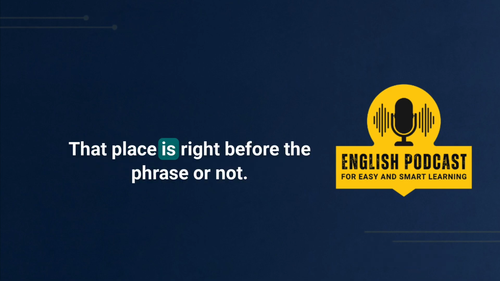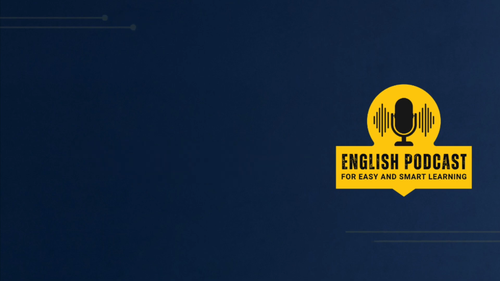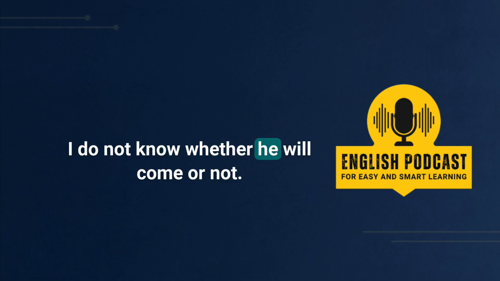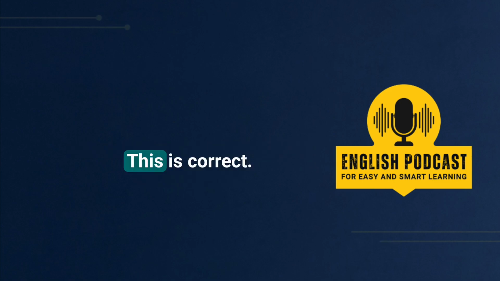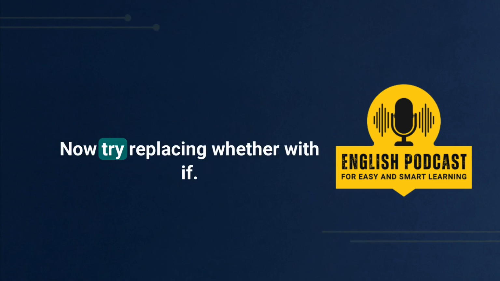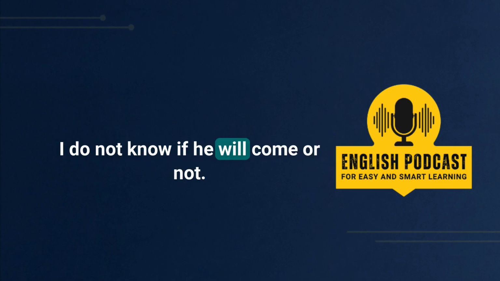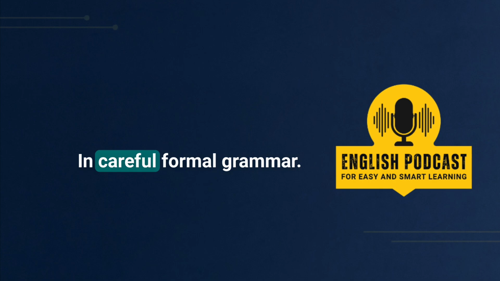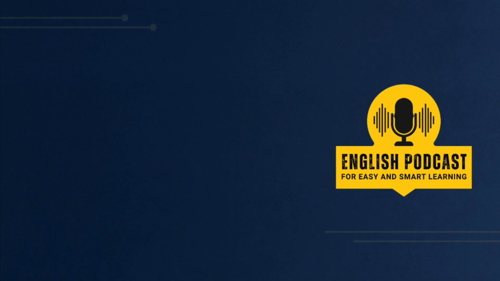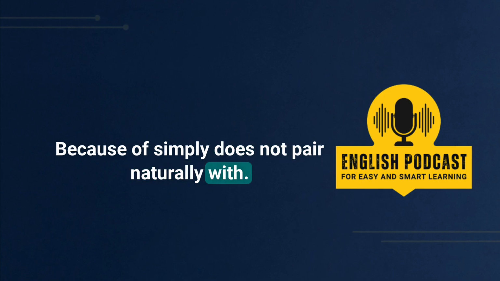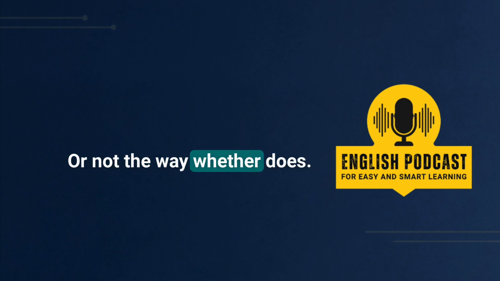But there is one place where only whether can go and if is not welcome. That place is right before the phrase or not. Look at this sentence. I do not know whether he will come or not. This is correct. Now try replacing whether with if. I do not know if he will come or not. In careful formal grammar, this is considered weaker and less correct because it simply does not pair naturally with or not the way whether does.